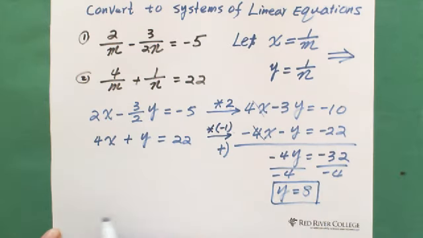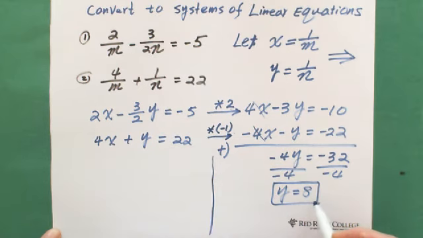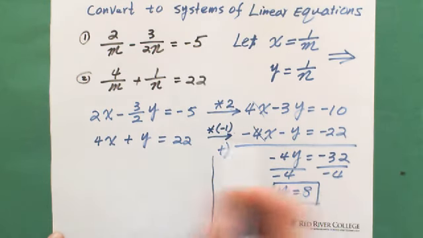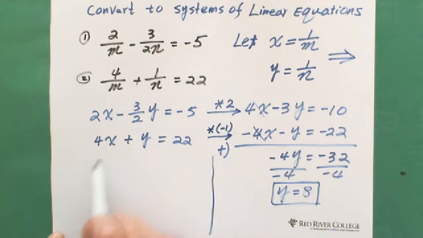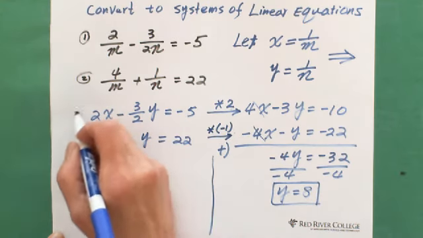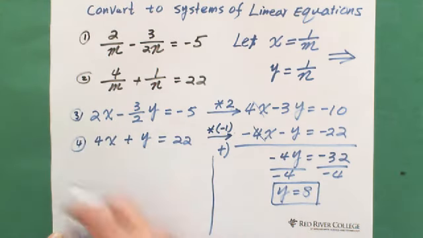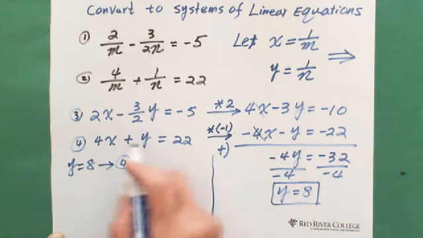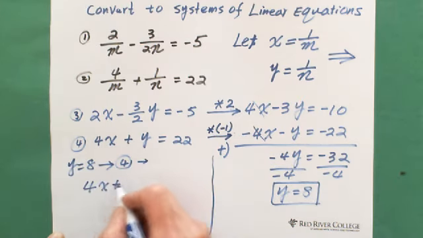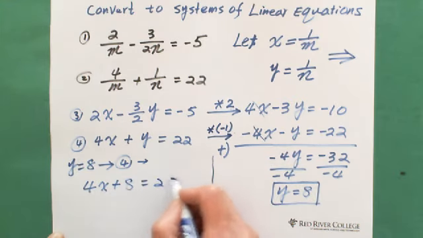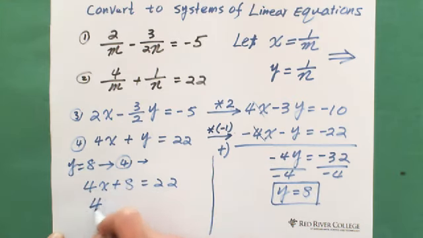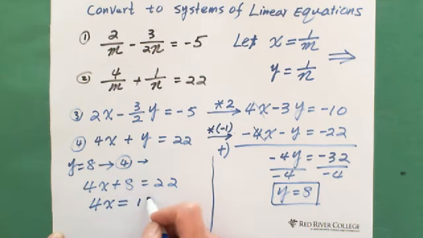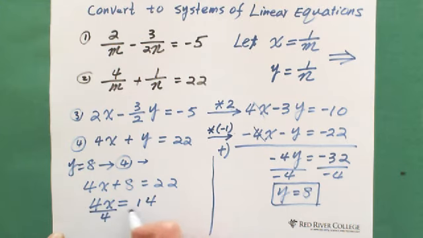Then we use y equals 8 to substitute into any of these equations. So we use this one. We can label them as 3 and 4. We put y equals 8 into equation 4. We have 4 times x plus 8 equals 22. Move 8 to the other side. We have 4x equals 14. So you divide by 4 on both sides, right?